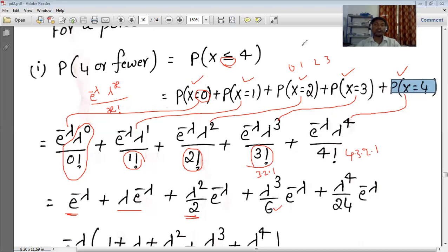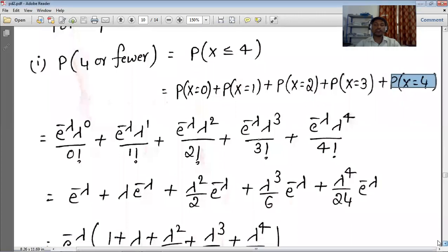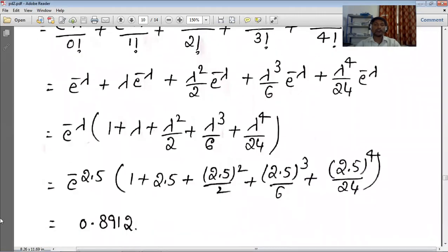Now we are going to simplify this one. In each and every term, e power minus lambda is the common one, so we took that common. After taking the common one, remaining in the first term 1, in the second term lambda, in the third term lambda square by 2, the fourth term lambda cube by 6, and the fifth term lambda power 4 by 24. Those things we wrote here.